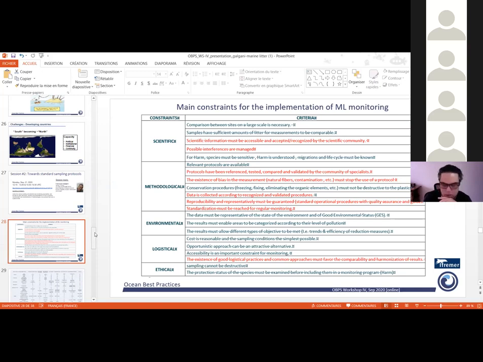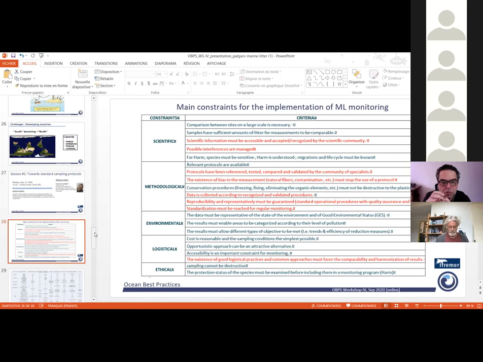Okay, thank you. So we do know about the different steps, but we don't know so much about the different constraints. We do have different constraints that have to be considered when implementing global monitoring. Monitoring first, but also global monitoring then. Scientific constraints are quite important. For instance, the site must be comparable and the approach must be comparable.